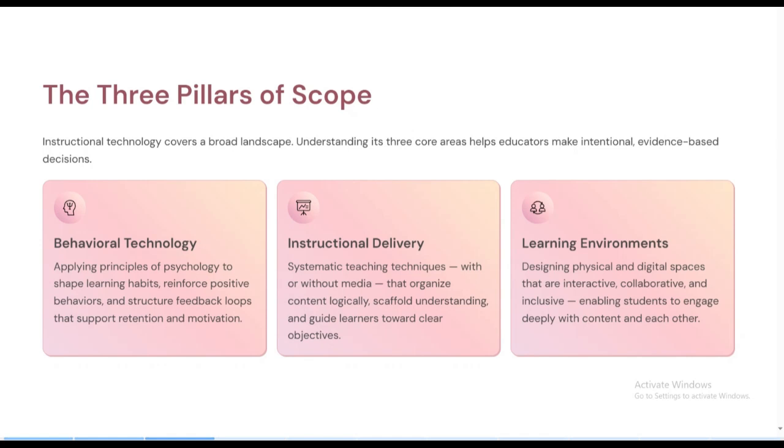And the third scope is the learning environment, which is the design of the physical and digital spaces where learning interaction goes on, either interactively, collaboratively, or even with inclusion, where you have environments that meet different diverse learning needs, which enables students to engage deeply with content and each other.